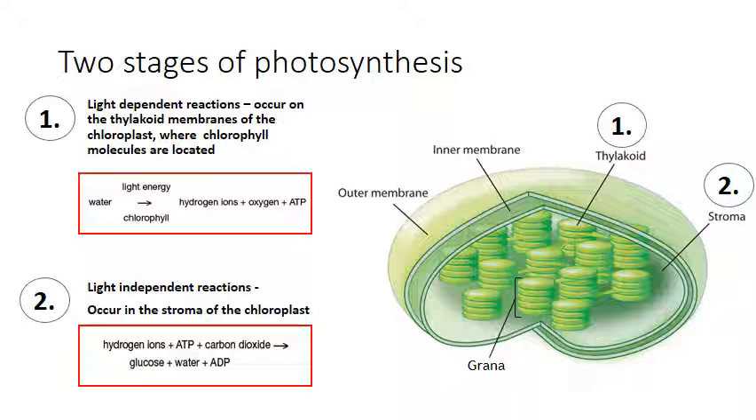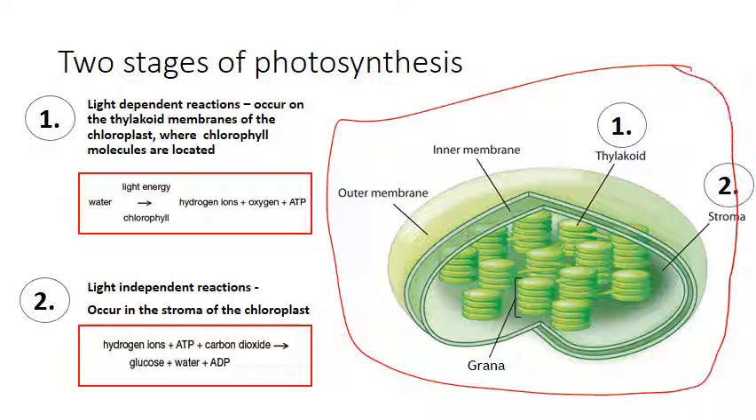All right, now let's have a look at where these chemical reactions in photosynthesis are actually taking place. So the image on the screen here is another zoomed in look at a chloroplast. That whole thing that we're looking at here is a chloroplast.